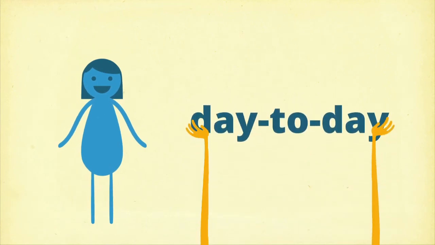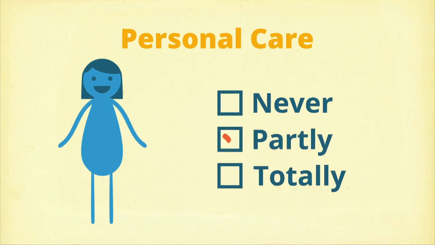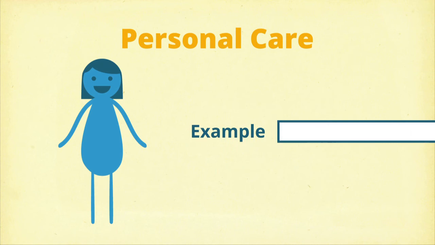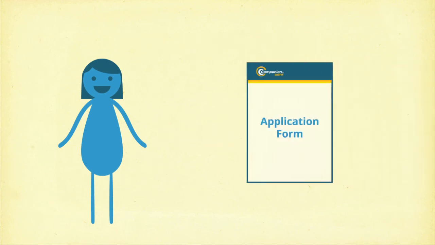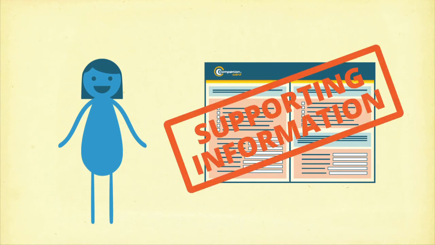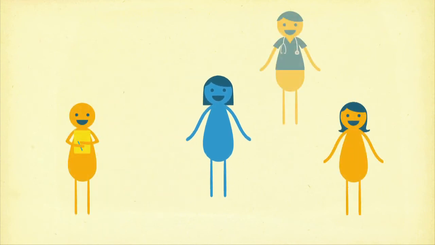Now that you've told us about the support you need while you're out, we'd like to know about the support you need with your day-to-day life. For example, with personal care, how often do you need support? Never, partly, or totally? You can assist us by giving us a brief example. To help our staff assess your application, we need any supporting information that shows you are eligible for a companion card. This might be contact details of support services or copies of current reports from treating health professionals.